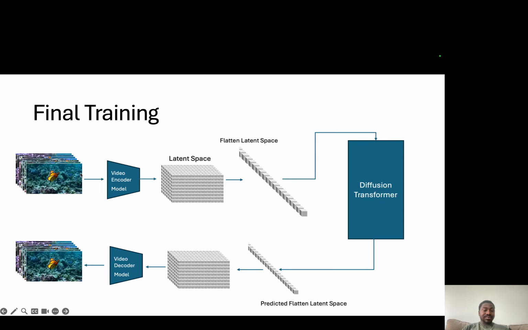So the final training is like this. We have this video, we pass that into the video encoder model, and it gets converted to latent space. Then we flatten that latent space and pass it into the diffusion transformer through a series of diffusion steps, it could be 50 steps, 100 steps, in a loop. The final output is the predicted latent space, and we reconstruct that back into the grid and pass that to the video decoder model, which is then converted into raw pixel videos. This is a very interesting architecture that I'm sure is going to evolve more and more over time.